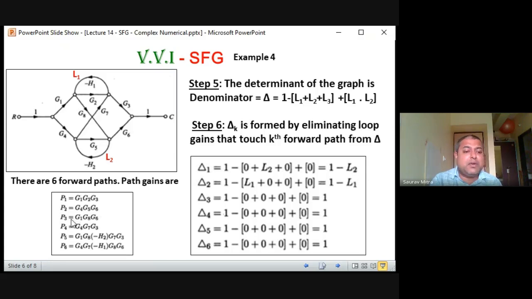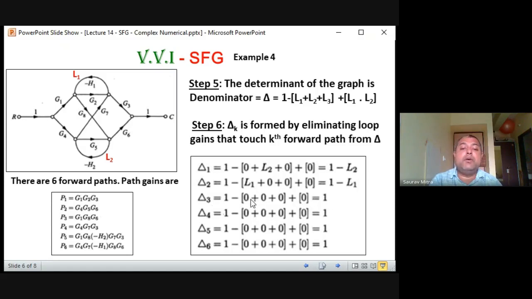It is corresponding to P3. So P3 means G1, G8, G6. Whenever G1 is going up, it is touching this loop 1. So this node is common between this path and this loop, and it is coming below. So this node is common between this path, that is path P3, and this loop L2. That means there is not a single loop which is untouched by path P3. That means delta 3 will be equal to 1.